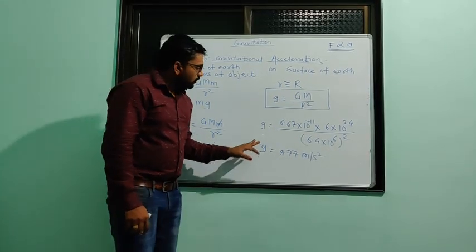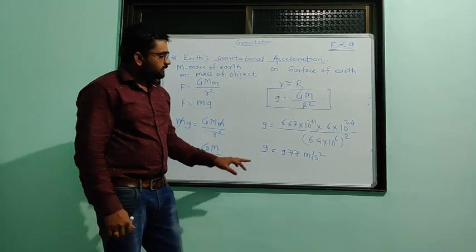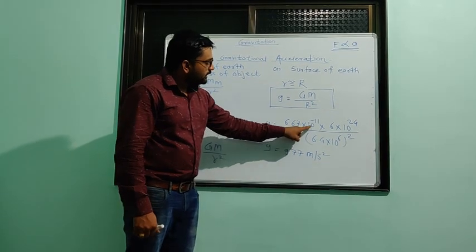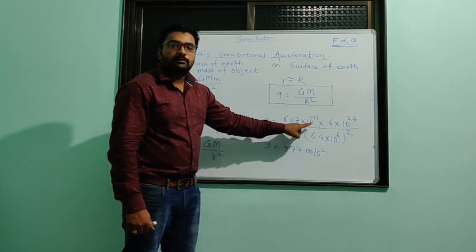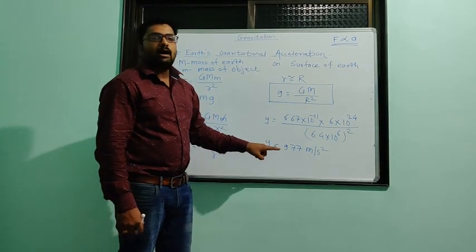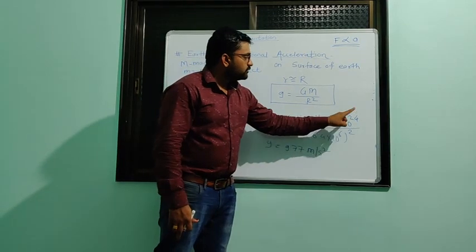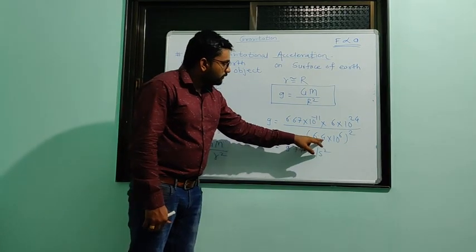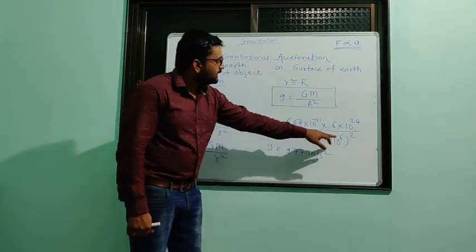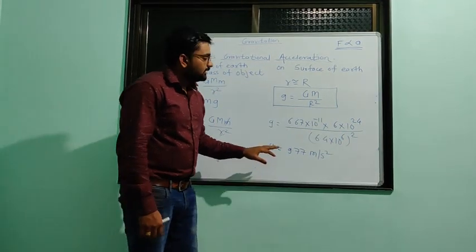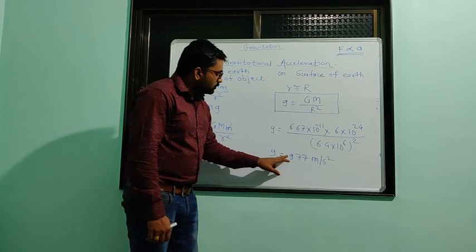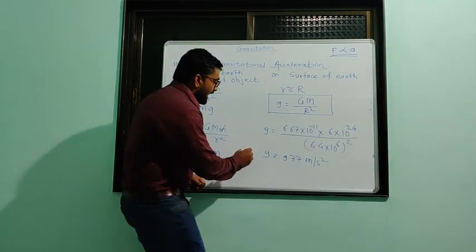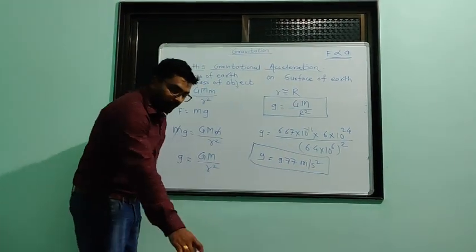What is the value of g on the surface of Earth? Capital G has the value 6.67 into 10 raised to minus 11 Newton meter square per kilogram square, capital M, the mass of Earth, is 6 into 10 raised to 24 kilogram, and R, the radius of Earth, is 6.4 into 10 raised to 6 meter, squared. If you calculate all this, we get g equal to 9.77 meter per second square. That is the value of acceleration due to gravity on the surface of Earth.